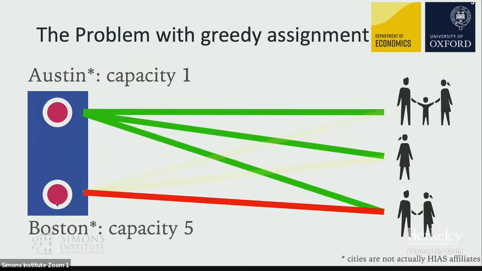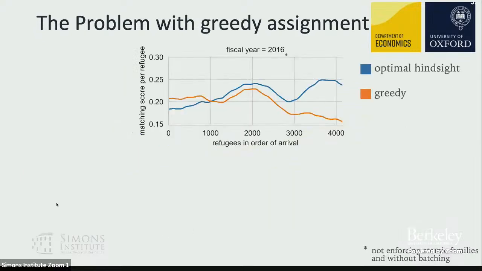So the question is, is this really a problem in our data? And the answer is yes. If you ran the following counterfactual, imagine I knew exactly who was coming in a given year and I could match them perfectly. That's what's called optimal hindsight. So that's the blue line. And then suppose you did the greedy algorithm we just talked about. You just matched people myopically every week.